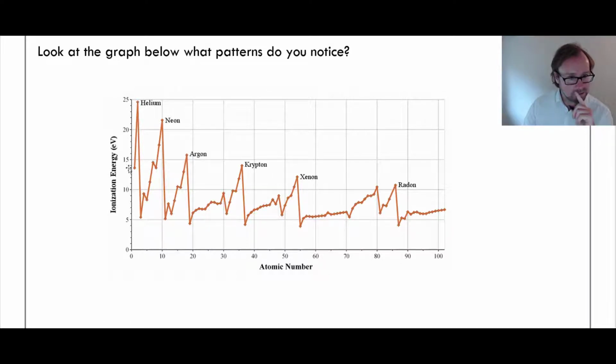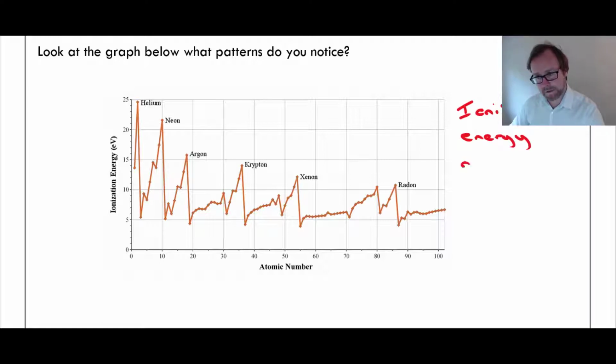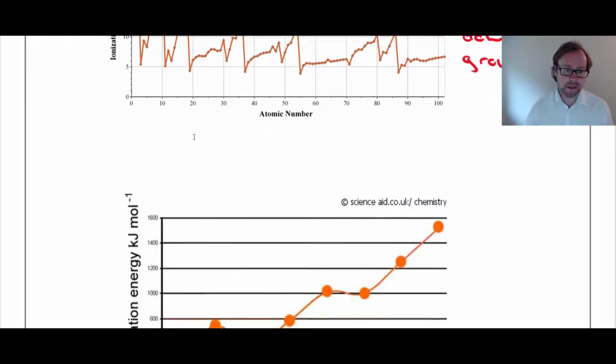So this is my first period, goes up to helium and drops all the way down to here, and then starts gradually ascending up to neon, so the ionization energy goes up, but then we go to the next period and it drops down. So you may notice that the ionization energy decreases down a group. Helium, neon, argon, krypton, xenon, radon. So it's decreasing down the group.